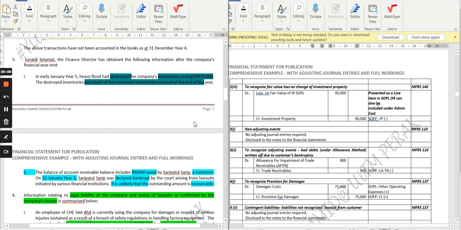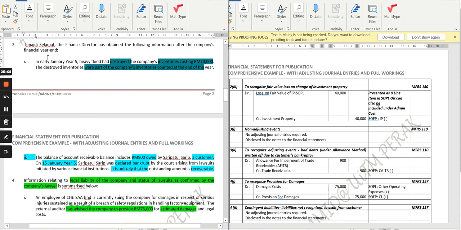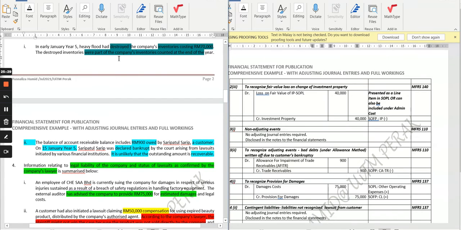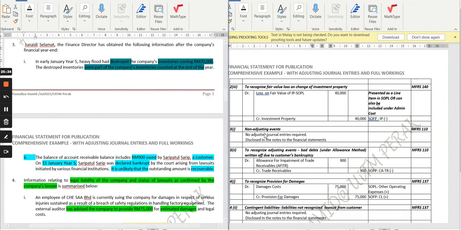You have obtained the following information after the company's financial year end. Remember, year end was 31st of December, year 4, and this is early January, meaning within the post-reporting period. Heavy flood has destroyed the company's inventory, costing 70,000. Destroyed inventories were part of the company's inventories counted at the year end. So that is a heavy flood, which is a natural disaster. This is not an adjusting event. This is a non-adjusting event.